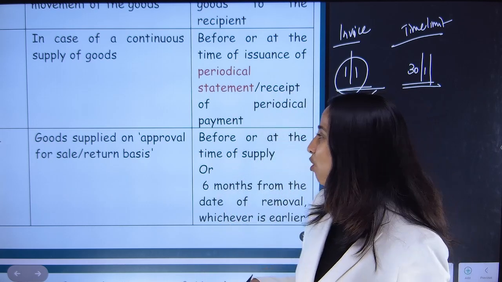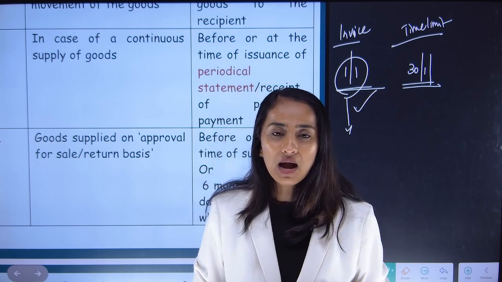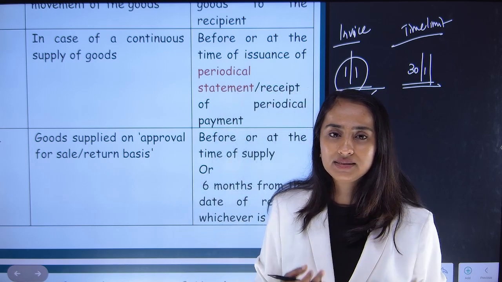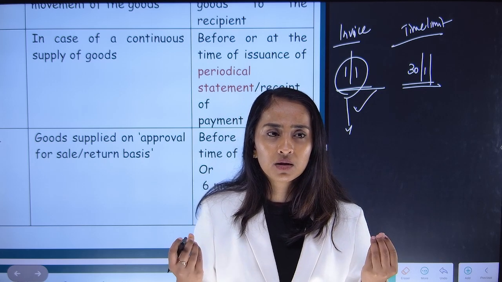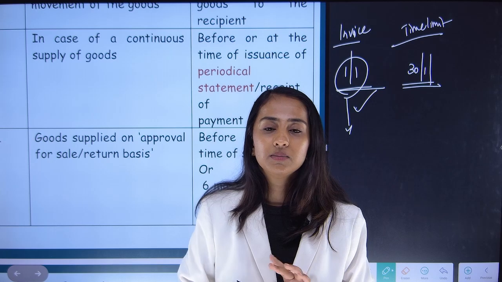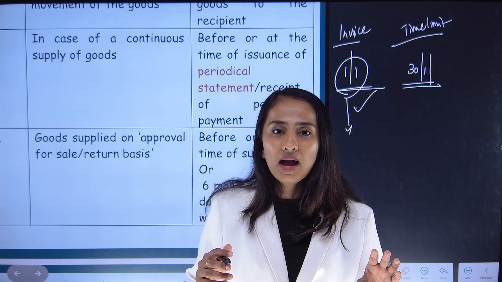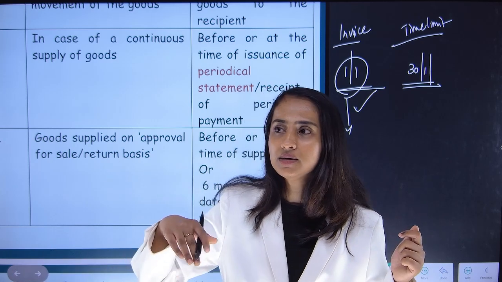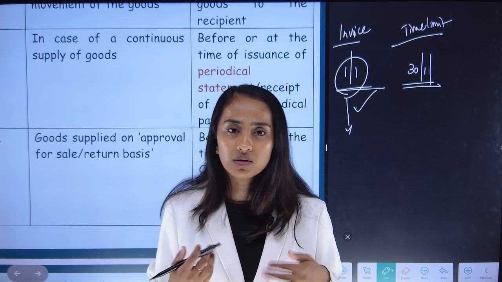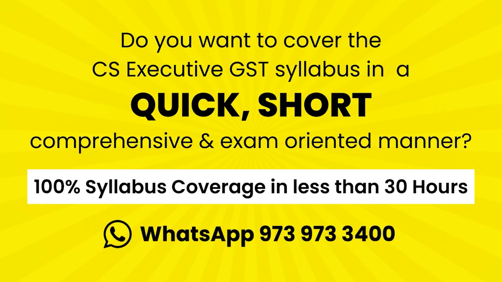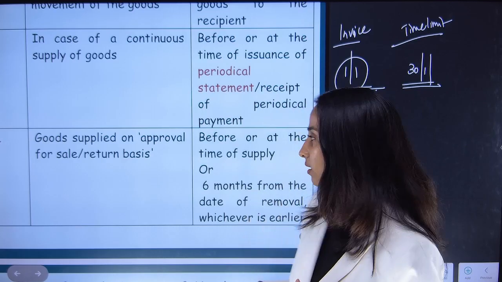Then goods supplied on approval or sale or return basis. Approval for sale or return basis means what? Let's say I'm a handicrafts seller, I sell cotton sarees, for example. So now I'm sending, let's say, 1000 sarees to a trader. He wants to assess the quality, he wants some time. So he will tell me, send me the material, I will look at it. If I like it, I will keep it. If I don't like it, I will return it back. Okay. So this is called sale on approval or sale or return basis.